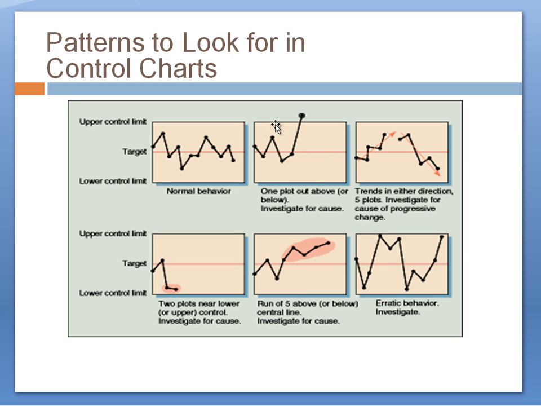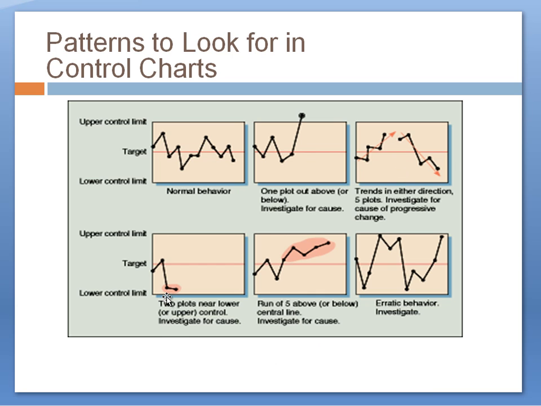Okay, now this is an out of control process because one subgroup, one point, is above the upper control limit. This is also an out of control process, because we are observing trends. And you can see that it's in either direction. Five points in a row will indicate that you need to investigate for special causes of variation.